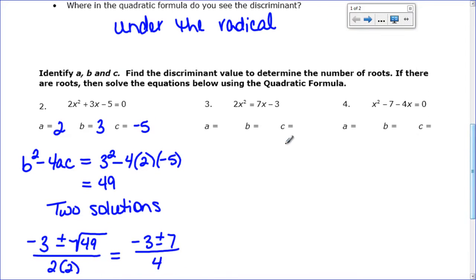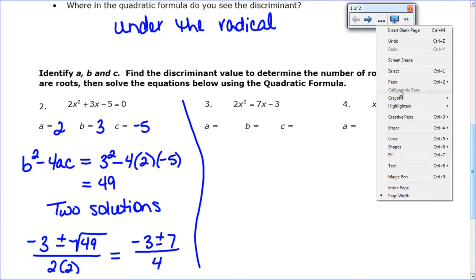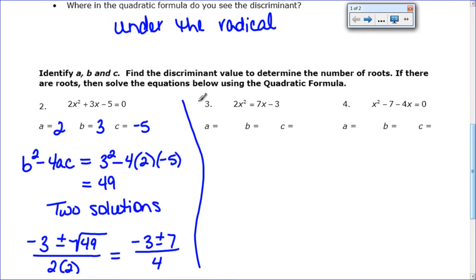So now we're going to do number 3. So again, we're going to identify a, b, and c, but first this has to be equal to 0. I need it to equal 0. And I want to keep the x squared value positive, so I'm going to leave 2x squared here. What I'm going to do is subtract 7x and add 3 to cancel on this side. And so what I end up with is 2x squared minus 7x plus 3 is equal to 0.